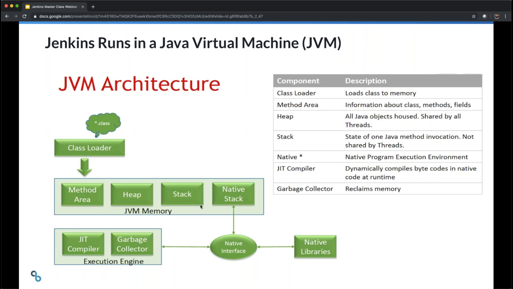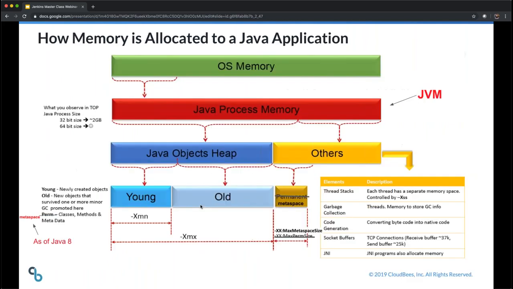So how is memory allocated in a JVM? Well, this is one of my favorite slides because it sheds some light on that black box from a memory allocation standpoint, and it illustrates some common misconceptions that we as JVM administrators have. The most common misconception is that the memory I allocate to the heap space is all the memory that the JVM will consume. That's not true.